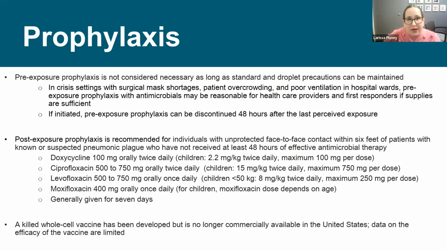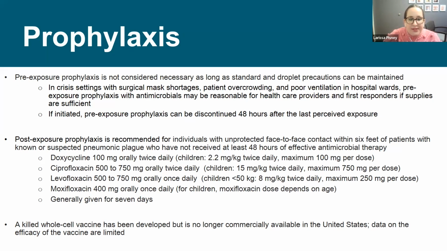Post-exposure prophylaxis is recommended for individuals who have had unprotected face-to-face contact within 6 feet of patients with known or suspected pneumonic plague, who have not received at least 48 hours of effective therapy. And so what you'll see here is that these agents are the ones that we just went over. I've included the doses here: doxycycline orally, ciprofloxacin orally, and also levofloxacin and moxifloxacin orally. Generally, post-exposure prophylaxis is given for at least 7 days.